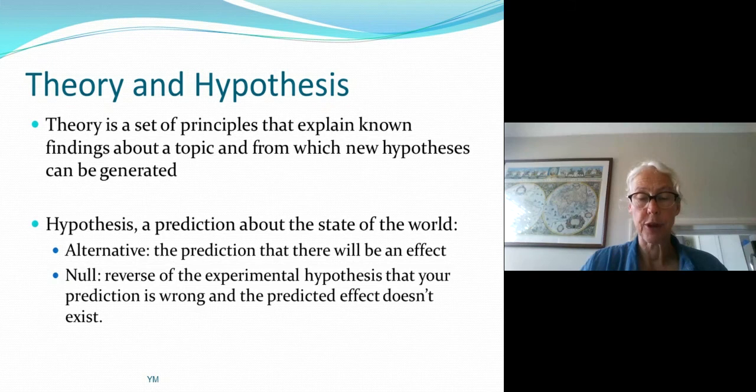We have two types of hypotheses: the alternative hypothesis and the null hypothesis. Now the alternative hypothesis is a prediction that there will be an effect. So, you could predict that younger people use social media more, for instance. Whereas the null hypothesis is the reverse of that hypothesis, which is that the prediction is wrong and the predicted effect doesn't exist. So that would be that there is no age effect related to social media use.